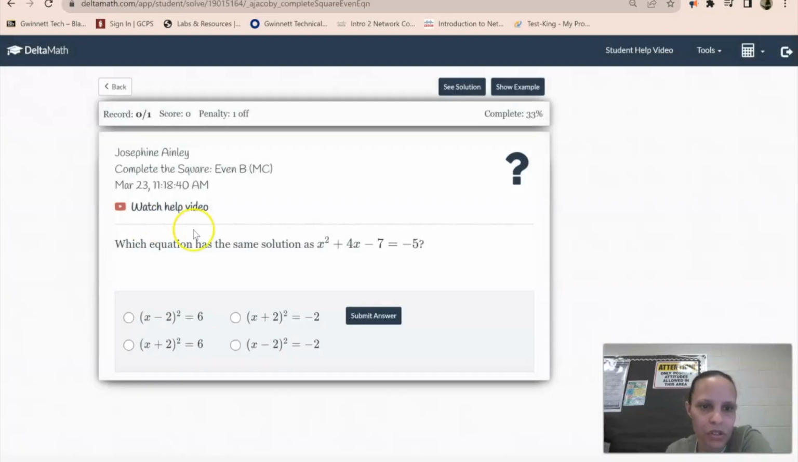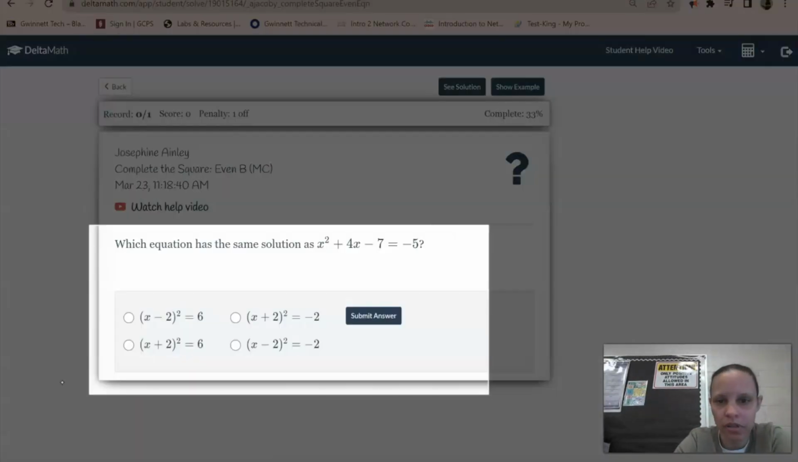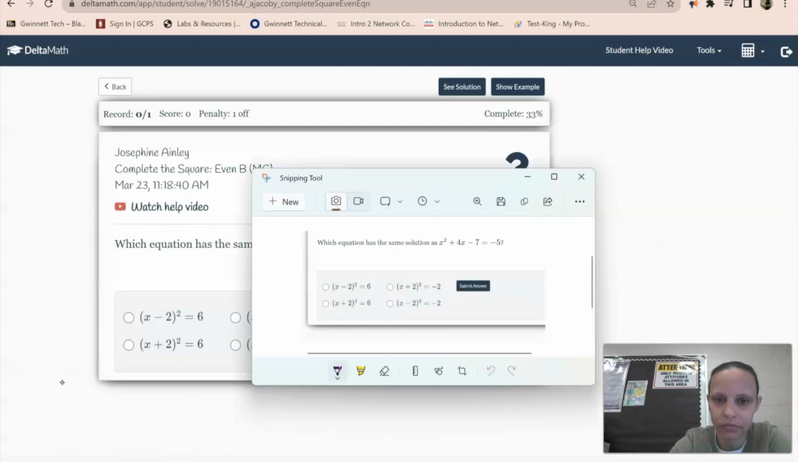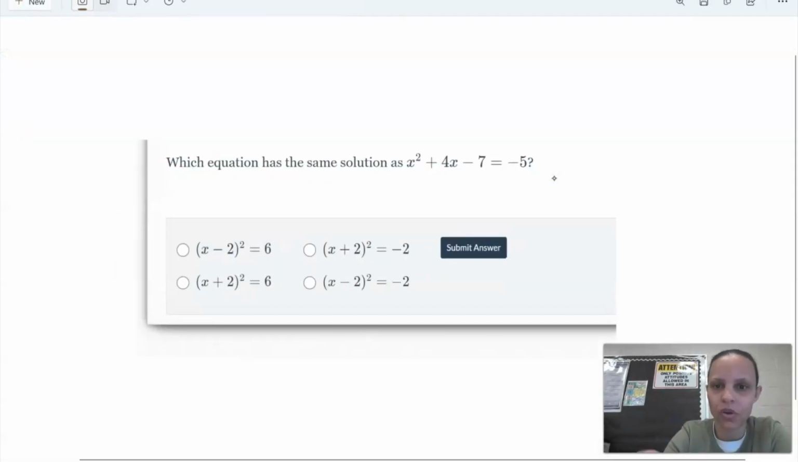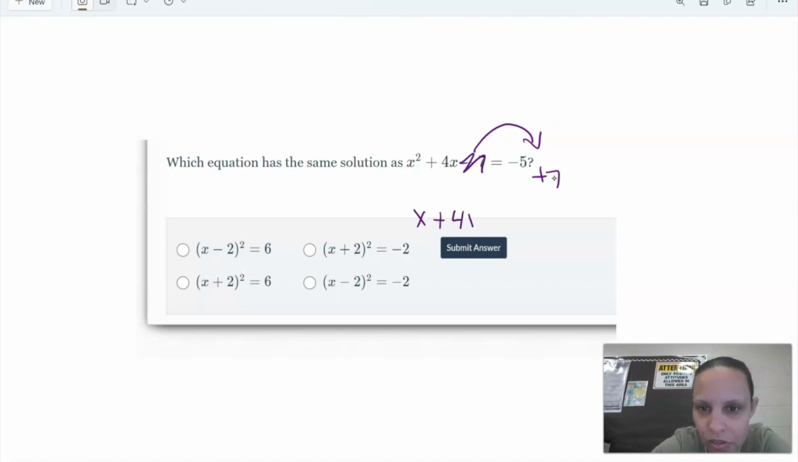All right, complete the square. Which equation has the same solution? Remember, this is my three-step process. You're going to start with the equation. First of all, we need to take the coefficient to the other side. So this is -7 becomes +7 on this side. And then when you write it, leave a space to set it up. So this is 4x, leave a space, equals, I have negatives meeting positives.